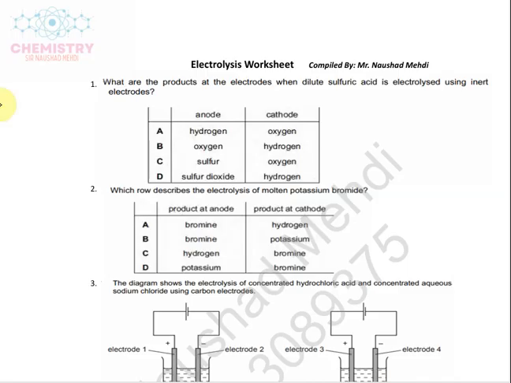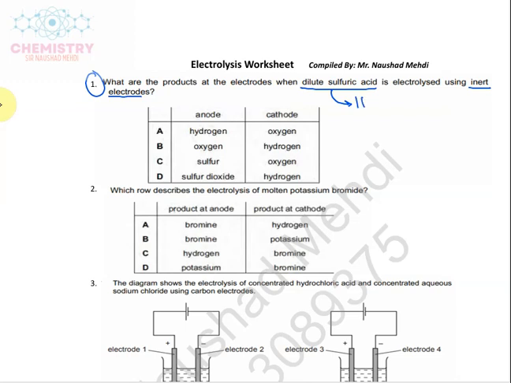of the past paper questions which are related to the topic of electrolysis. So let's start. This is the first MCQ in which it is asking what are the products at the electrodes when dilute sulfuric acid is electrolyzed using inert electrodes. So the electrolyte given in the question is dilute sulfuric acid.